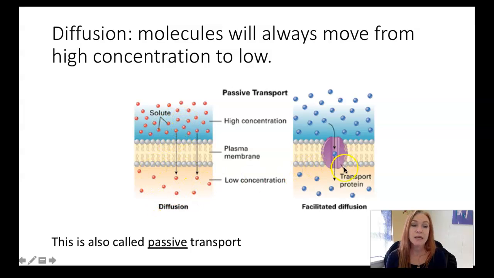And then we also get that facilitated diffusion where there's this little channel helper that is helping these larger molecules move through. Maybe they're water, and that's an aquapore, which is a channel protein that moves water through.